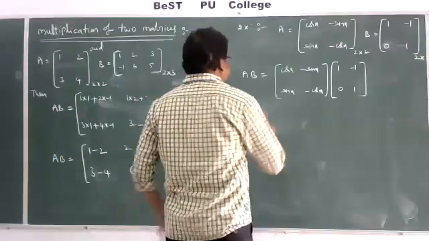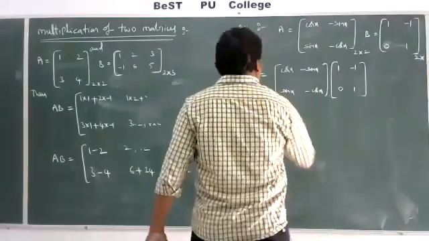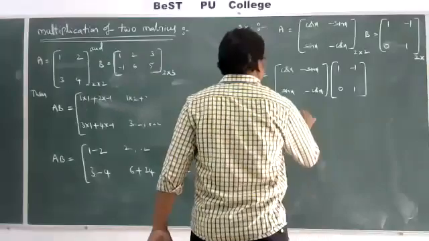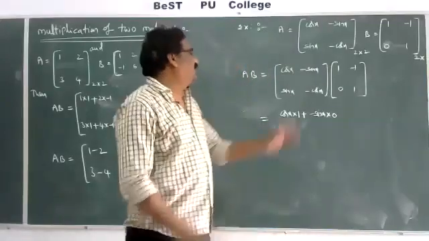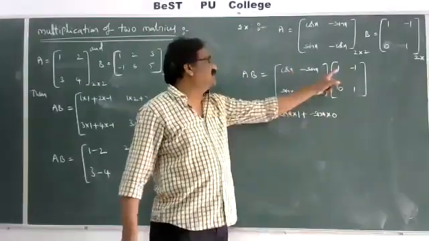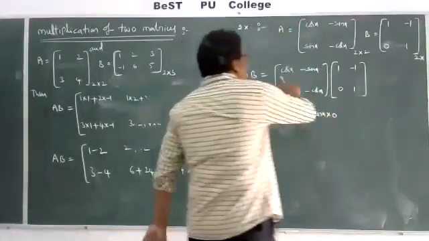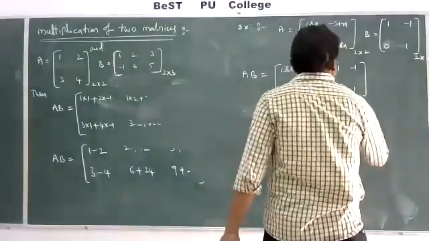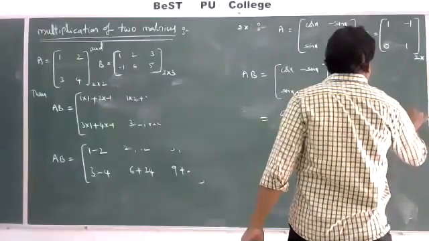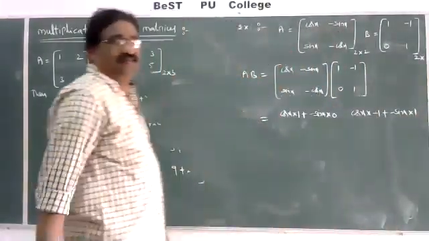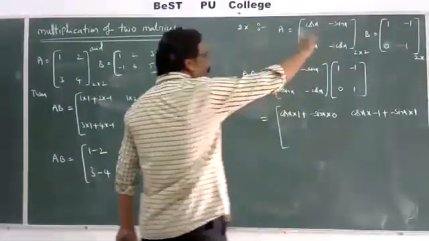Yes, working process. First row, first column: cos x into 1 plus minus sin x into 0. Observe this. Next, first row, second column: cos x into minus 1 plus minus sin x into 1. First row, second column. Then the first row operation is over.